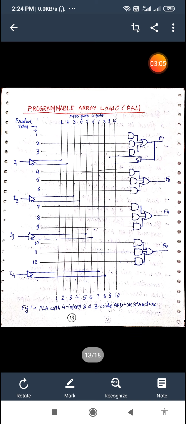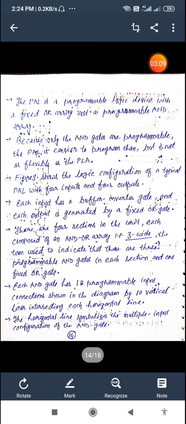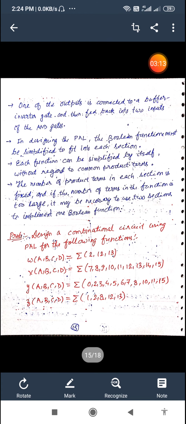You must remember, in designing the PAL, the Boolean functions must be simplified to fit into each section. Each function can be simplified by itself without regard to common product terms. The number of product terms in each section is fixed, and if the number of terms in the function is too large, it may be necessary to use 2 sections to implement one Boolean function. Now I am going to further explain this with the help of the following example.